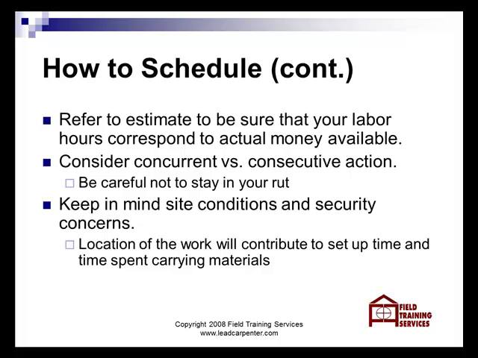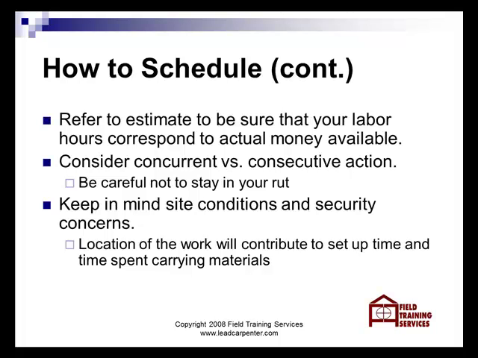The next item in terms of how to schedule is to refer to your estimate to be sure that your labor hours correspond to actual money available. And I mentioned this already, but just to go back over it, when you're doing your schedule, you want to be taking those labor hours, labor dollars, dividing them by cost per hour, and that'll give you the number of hours that you have to spend on that task. And then look at your schedule to see if that makes sense in terms of the real work that has to be done on the job.